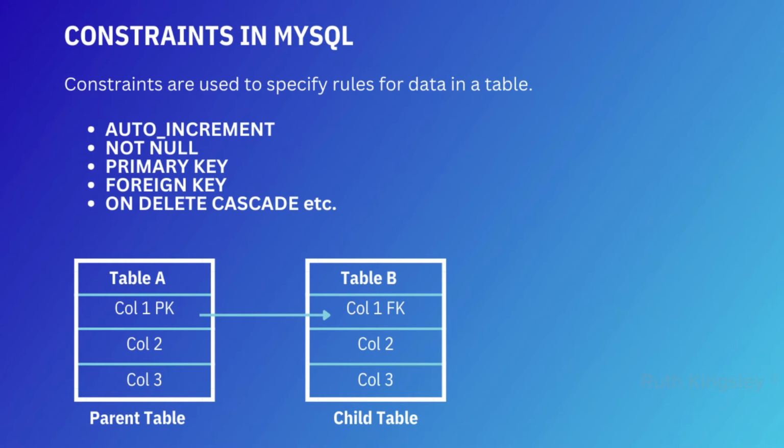Then we have a particular constraint called on delete cascade. So for on delete cascade, the constraint just tells you that if a particular entry is being removed from a parent table, that the entry should also be removed from the child table.